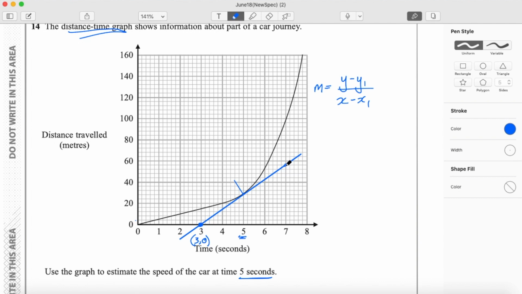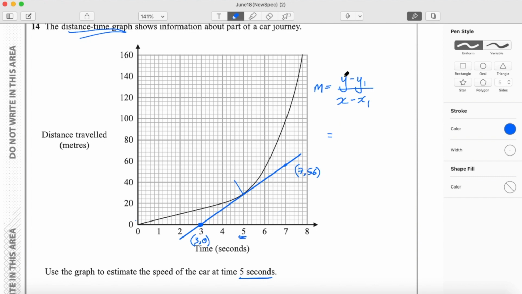And I've chosen this point here because it lies nicely on 7, and it's also intersected this point quite nicely as well, which we can read off as 60, so that must be 56. So 7, 56, because we said each small box was 4 in the y direction. So if that's 60, take away 4 will be 56.